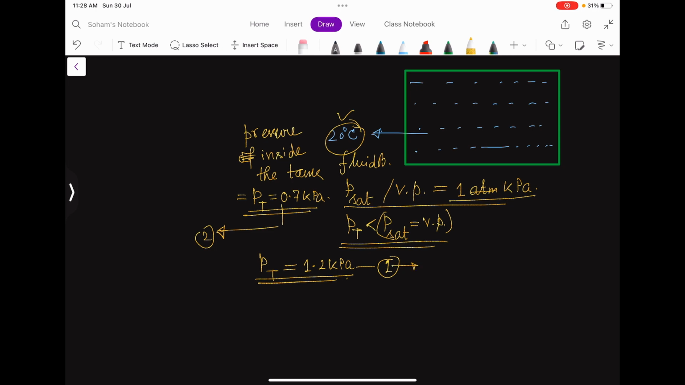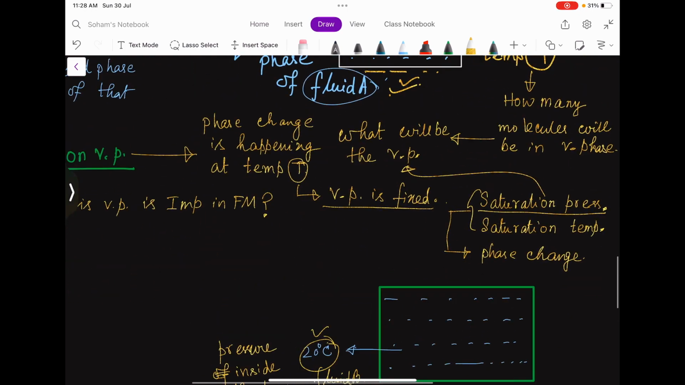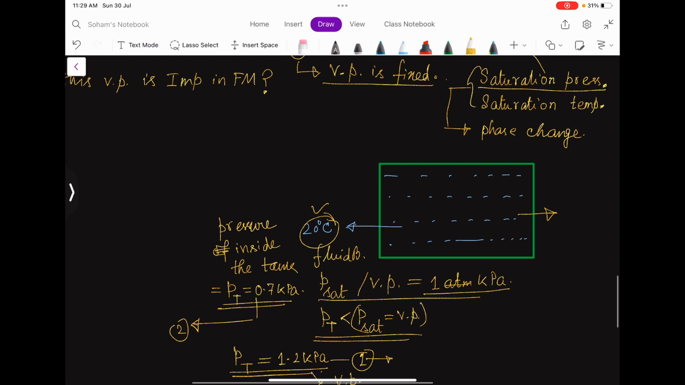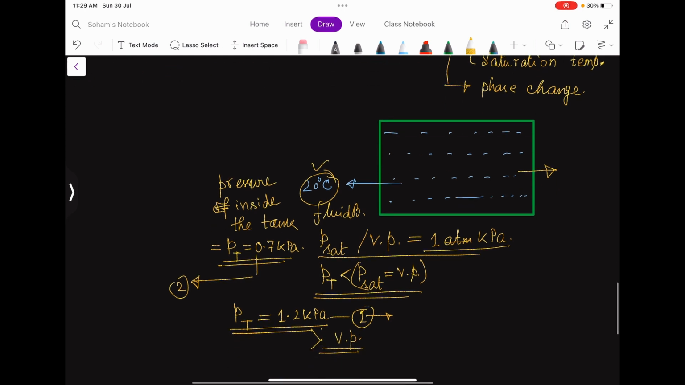For this first case, if PT is 1.2 kPa, that is greater than the vapor pressure, then what should the case be? If there had been a vapor, then that vapor should have changed to the liquid phase. But here I don't have any vapor phase. All this is liquid phase. So there is no question of phase change from vapor to liquid, right? That directly means if the pressure is greater than the vapor pressure, then this liquid will remain in the liquid phase.